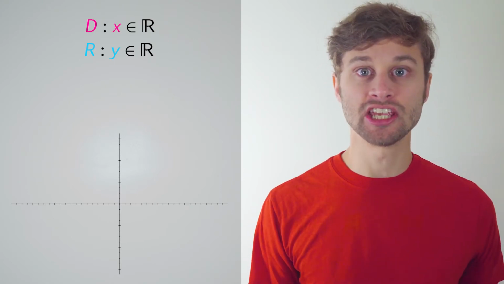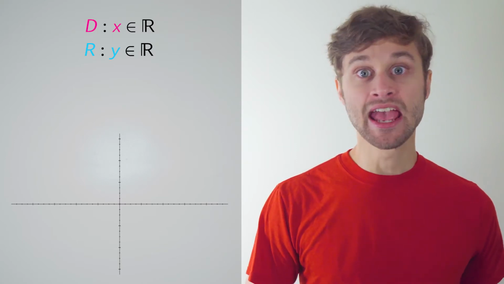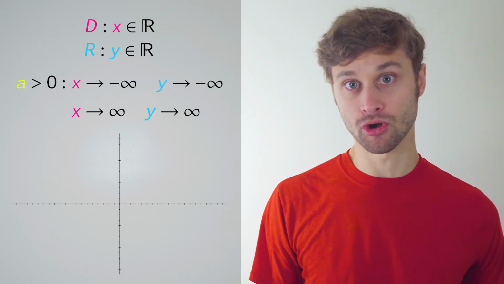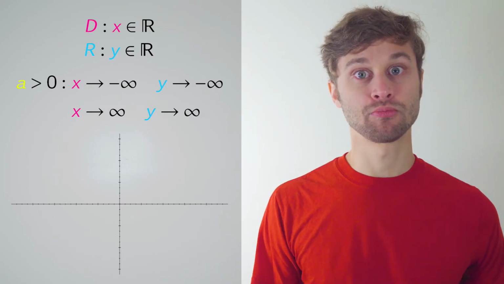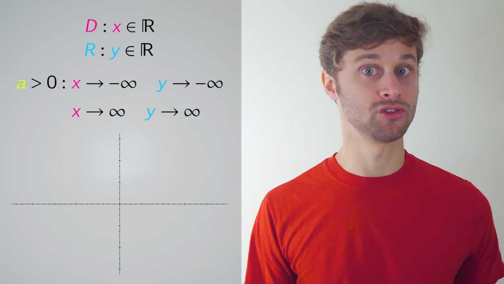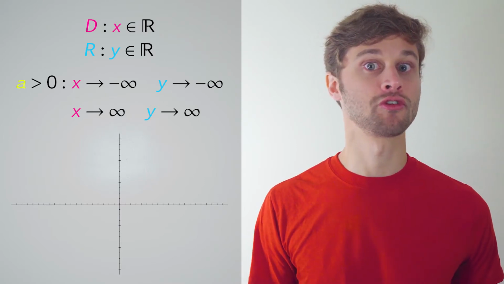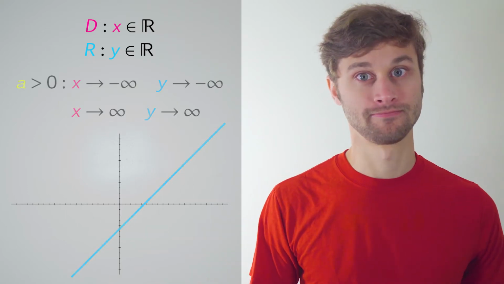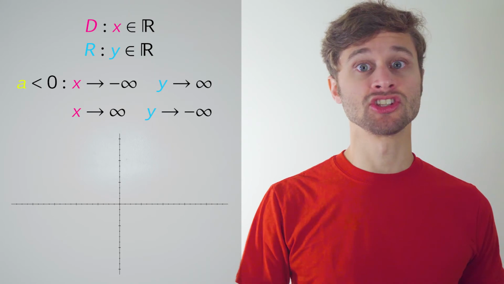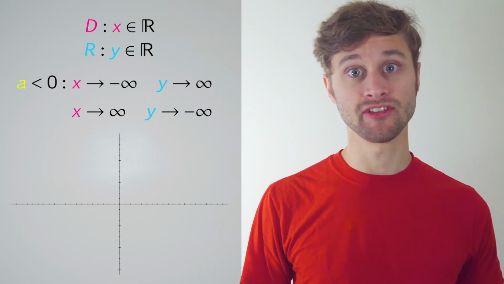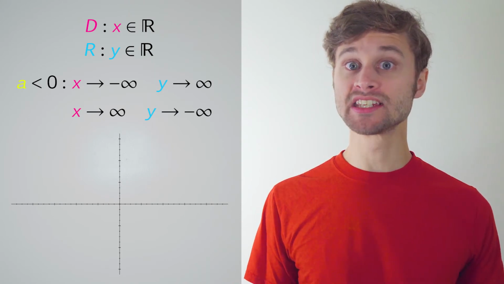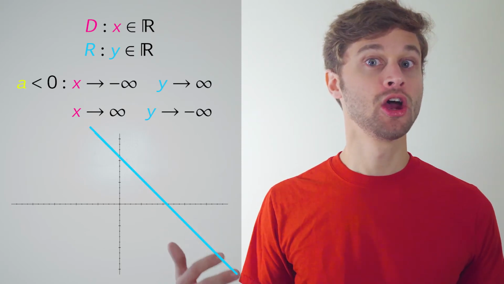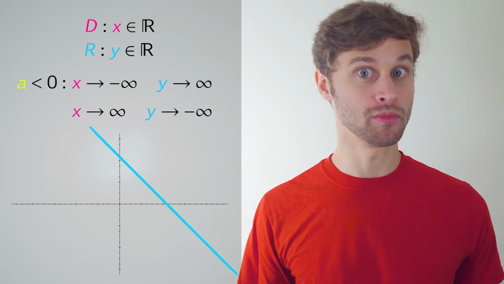End behavior of these functions is determined by the sign of a. If a is positive, as x approaches negative infinity, y approaches negative infinity. And as x approaches positive infinity, y approaches positive infinity. The function goes from the bottom left-hand corner of the graph up to the top right corner. If a is negative, then as x approaches negative infinity, y approaches positive infinity. And as x approaches positive infinity, y approaches negative infinity. The graph goes from the top left-hand corner down to the bottom right-hand corner.